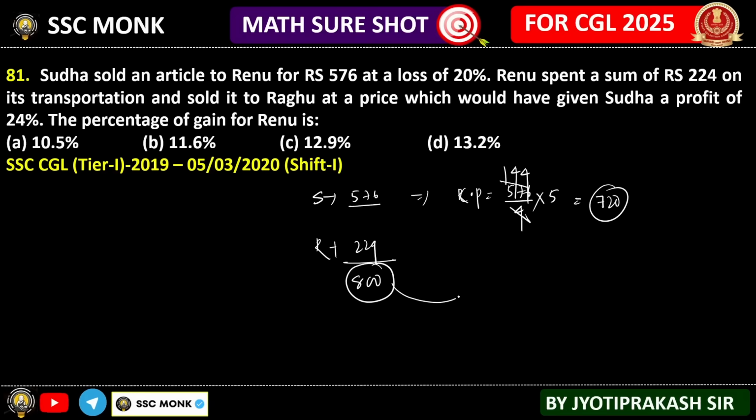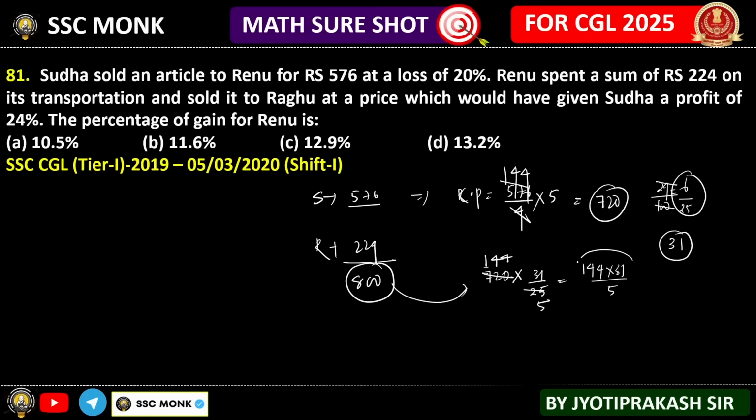Now he is selling to Raghu at some price which would have given Sudha a 24% profit. See, 24% is equal to 24 by 100, that is 6 by 25, so it should have been 31 by 25. So this price is equal to 720 multiplied by 31 by 25. 5 5s are 25, 5 4s are 20. Okay, 144 into 31 by 5 is the sales price.